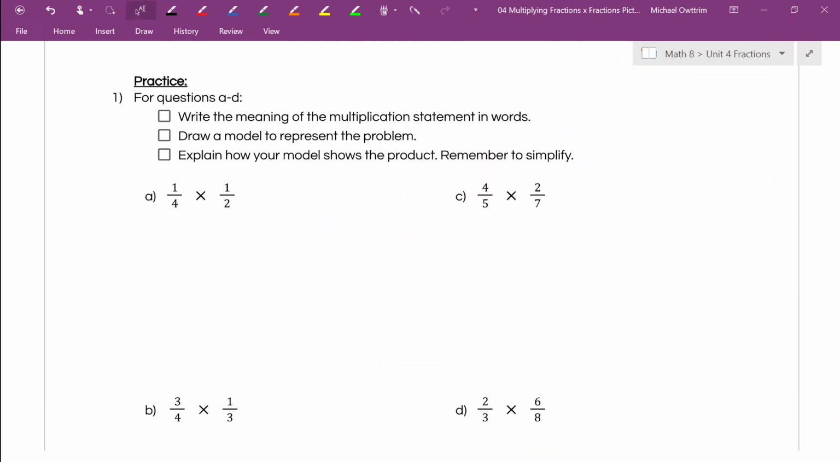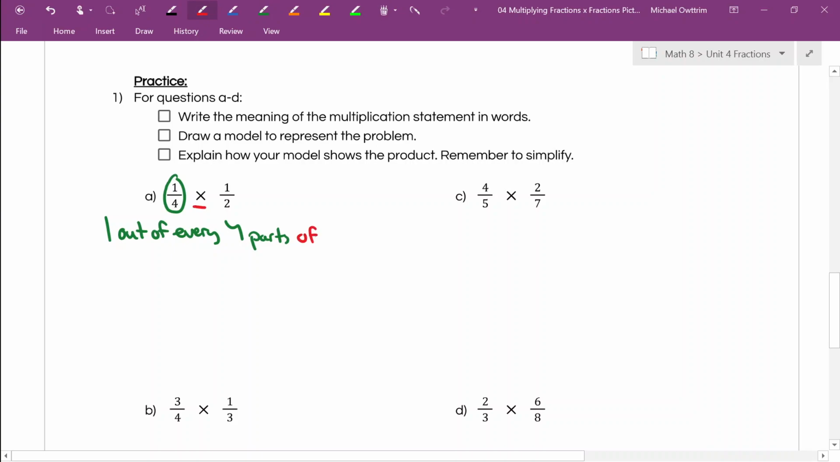On the back side, we have these questions here, obviously just practice, not guided practice. And so again, we're going to go ahead and start by explaining what we're doing. For our first fraction, that is what we are keeping. So we're going to keep 1 out of every 4 parts. Our multiplication symbol is of, just like it always is. And then our second fraction is 1/2.